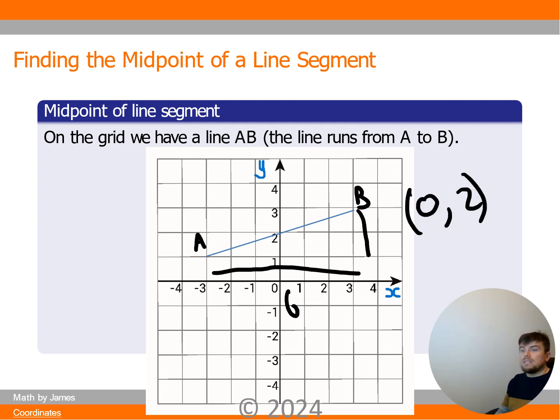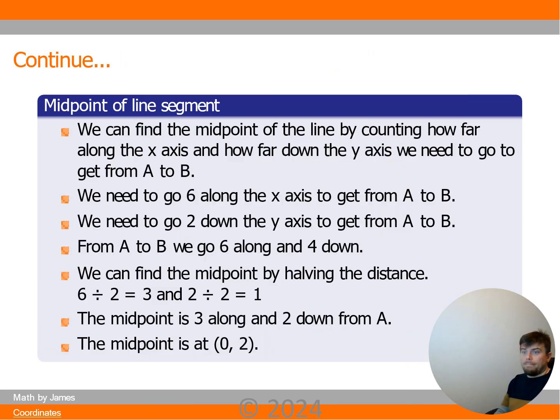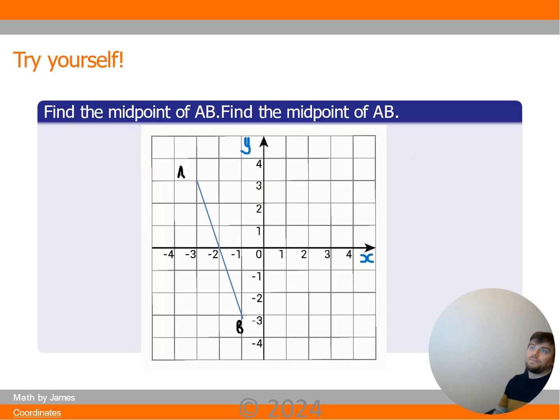Another way we can look at this is we find the midpoint of the line by counting how far along the x-axis. So 6, and then we divide it to get the average of that. That's really important. And then we know the midpoint is 3 along and 2 down from A. So it's getting the middle between A and B when we get the midpoint. We can also do that by averages of coordinates as well. So let's have a look at how we do it with this one, with an average of all the methods.